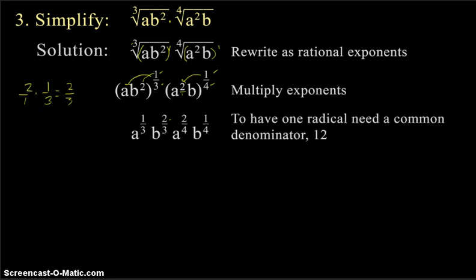So to have one radical, we need a common denominator, and that is 12. So kung mapapansin natin dito, 3, 3, 4, and 4. So kukunin natin yung 4 at 3. So again, multiply natin ito sa counting numbers. So 4 times 1 is 4, 4 times 2 is 8, 4 times 3 is 12. Yung 3 naman, 3 times 1 is 3, 3 times 2 is 6, 3 times 3 is 9, and 3 times 4 is 12. So meron na tayong common denominator, which is 12.